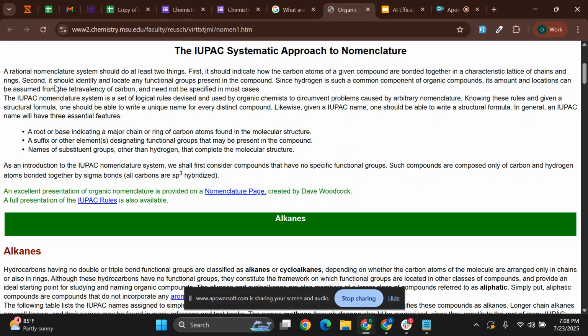In general, an IUPAC name will have three essential features: a root or base indicating a major chain or ring of carbon atoms found in the molecular structure; a suffix or other element designating functional groups that may be present in the compound; and names of substituent groups other than hydrogen that complete the molecular structure. Okay.